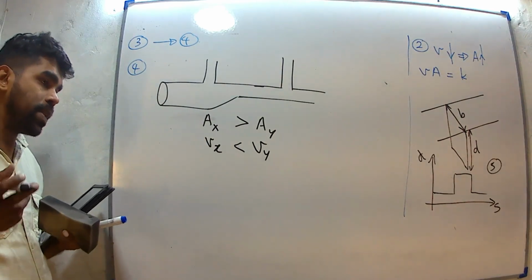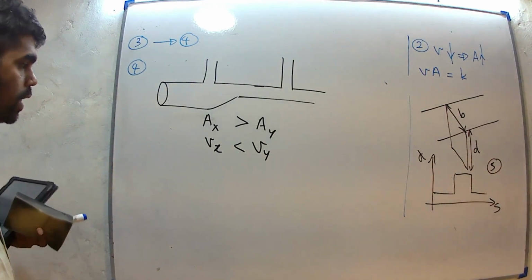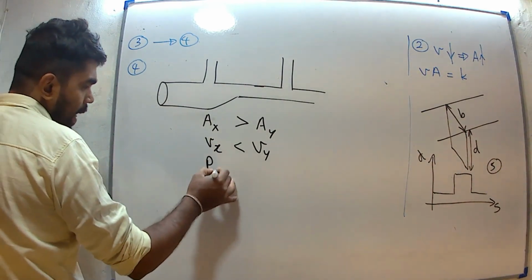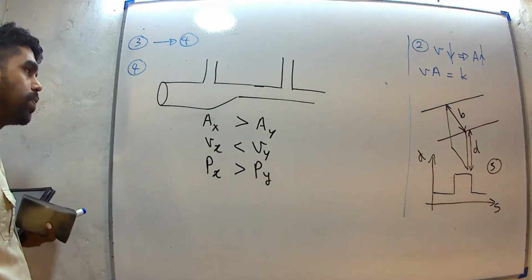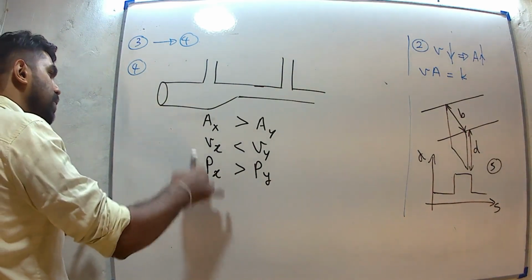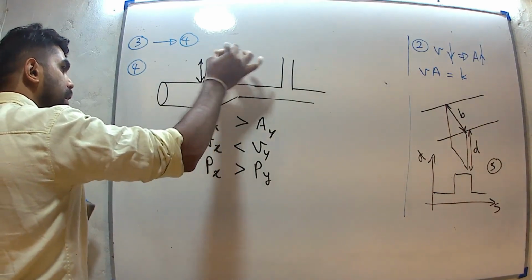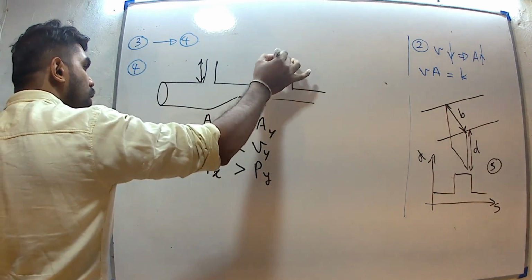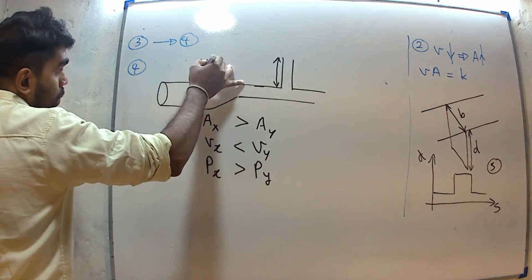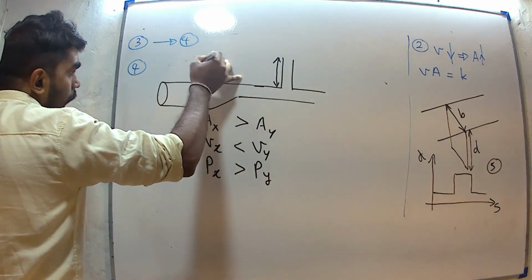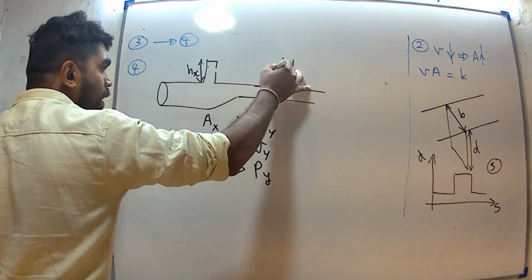According to Bernoulli's principle, if the velocity is a small value, pressure should be a large value. Therefore, pressure at x should be greater than pressure at y. Pressure is a large value. To maintain this pressure, there will be a water height in these two pipes. Px is a large value. Therefore, height of x cube should be greater than height of y cube.